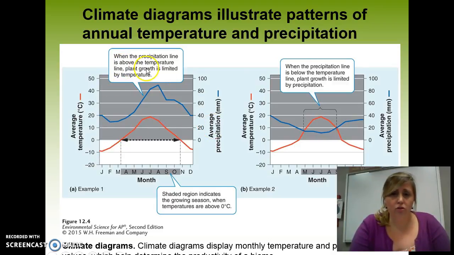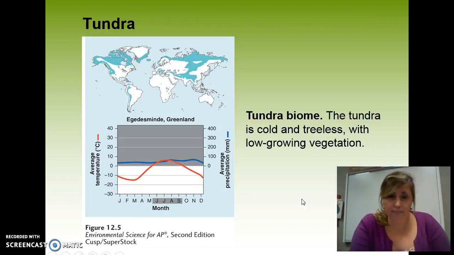Now, what these little clouds are saying, these word clouds, when the precipitation line, this blue line, is above the red temperature line, then plant growth is going to be limited by temperature. And then over here it shows when the blue precipitation line is below the temperature line, then plant growth is going to be limited by precipitation. All right, it'll make sense when we look at some examples.